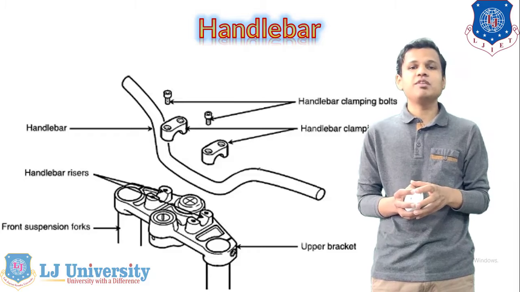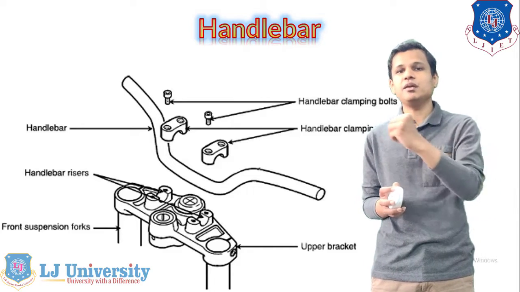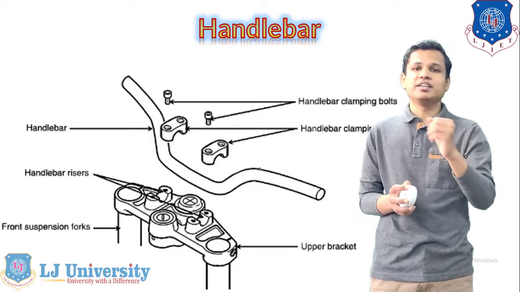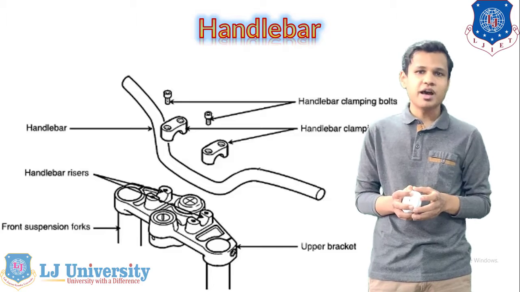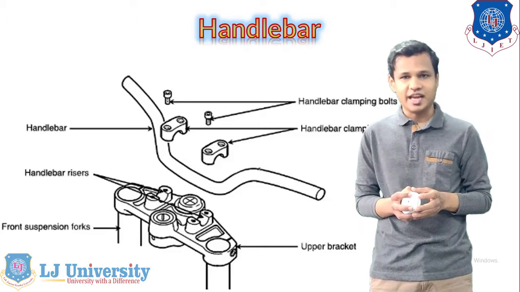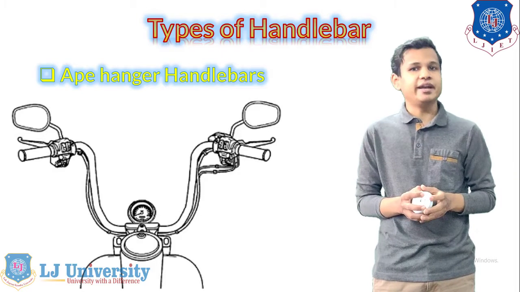That handlebar will be fixed or clamped with the help of clamping bolts, and the clamping blocks will be given on the risers. So there are several types of handlebar. Let's see first those types. First one is the Ape Hanger handlebar.